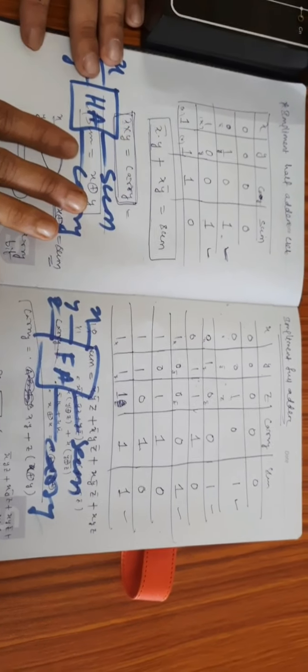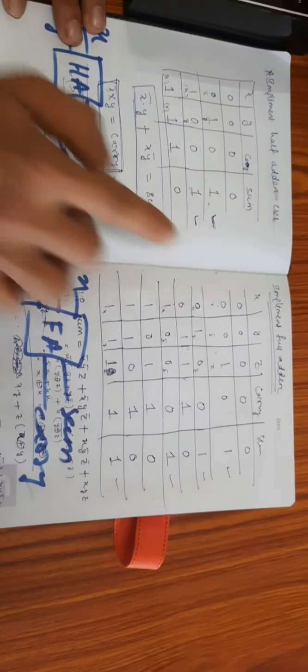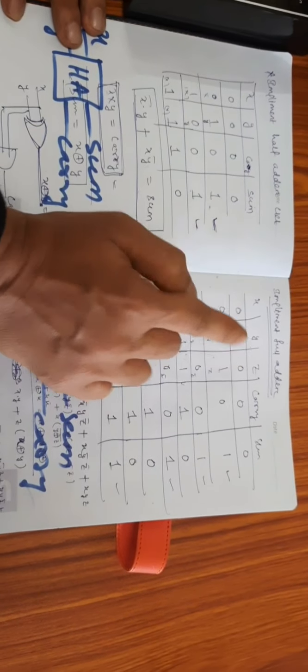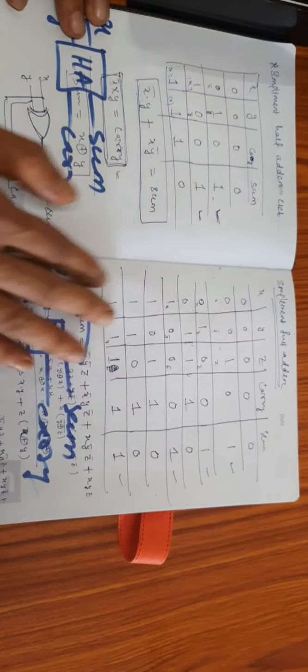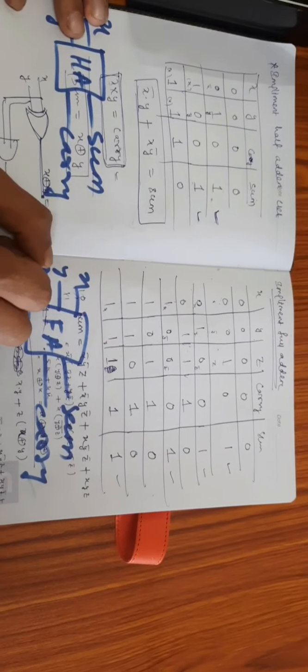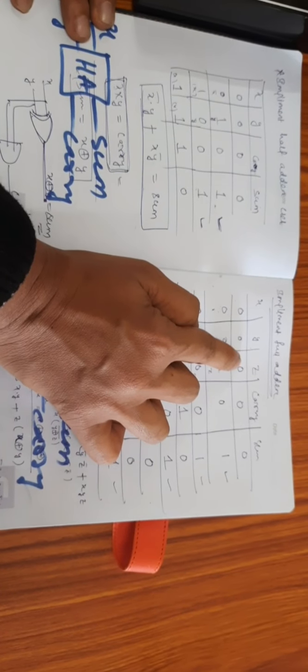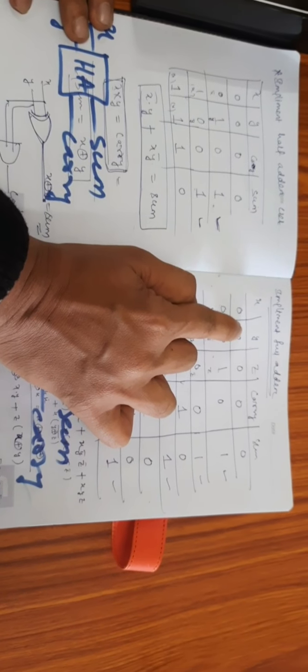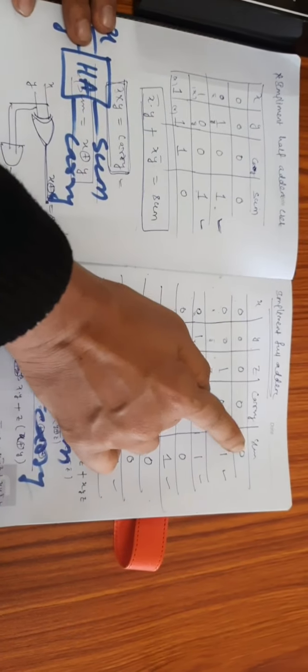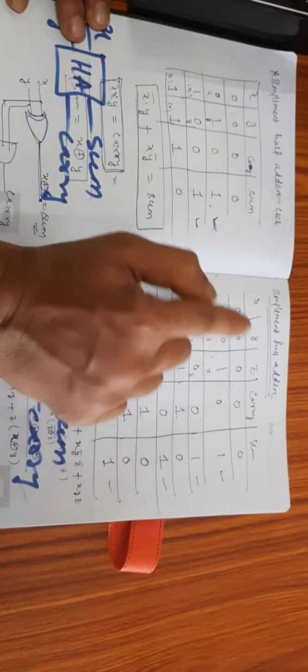8 different combinations are possible. Okay, so 0 0 0 is one combination, 0 0 1 is another combination, and so on, until 1 1 1 is the last combination possible. For 0 0 0, if you add the 3 digits, 0 plus 0 is 0 and 0 plus 0 is 0, that means the sum is 0 and there is no carry required.